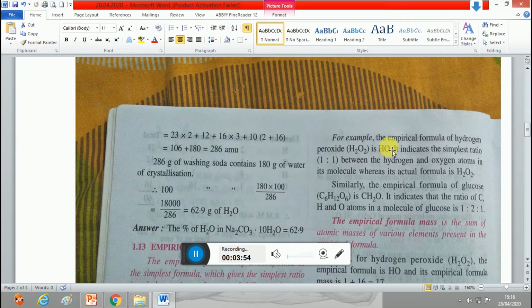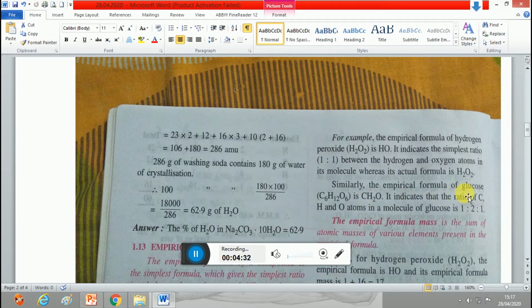You know the molecular formula of hydrogen peroxide is H2O2. Now the common factor is 2. If you cancel the common factor from both the hydrogen side and the oxygen side, it becomes HO. So this is the simplest ratio. The actual ratio is 2:2, which is why the molecular formula is H2O2. But in the simplest formula, HO, the simplest ratio is 1:1.